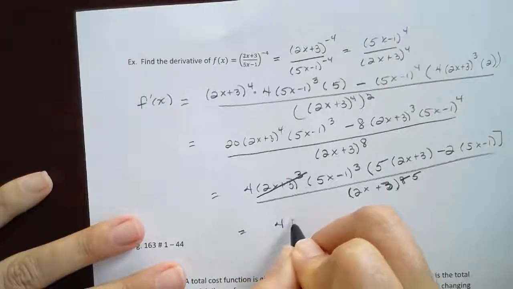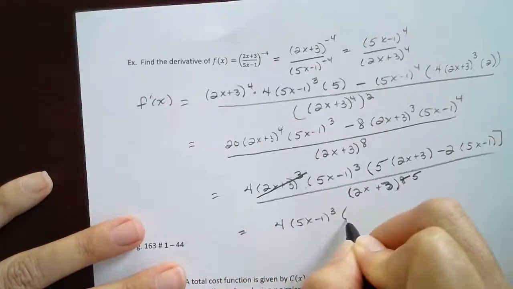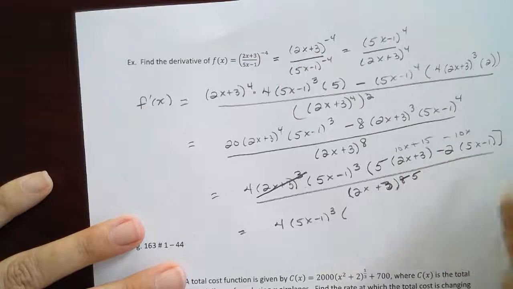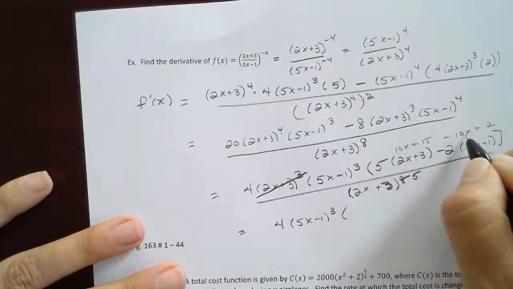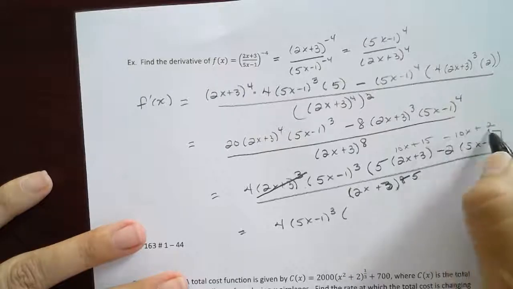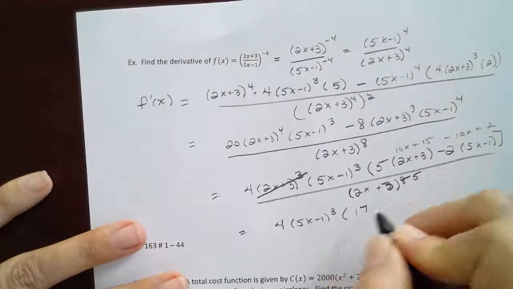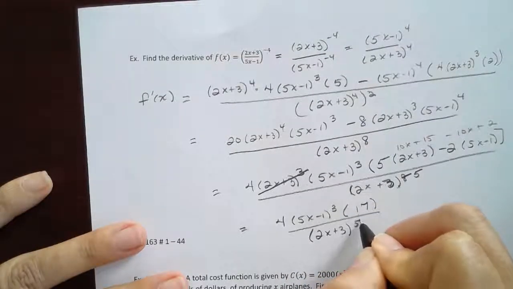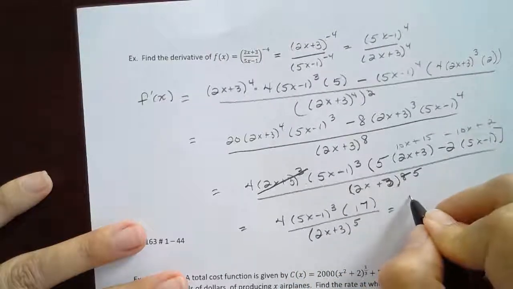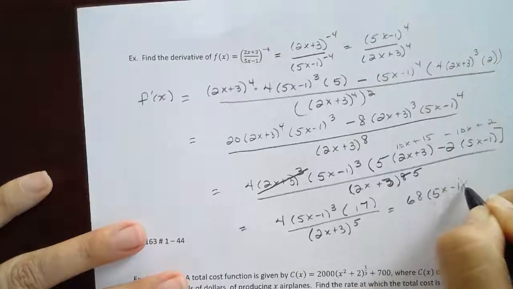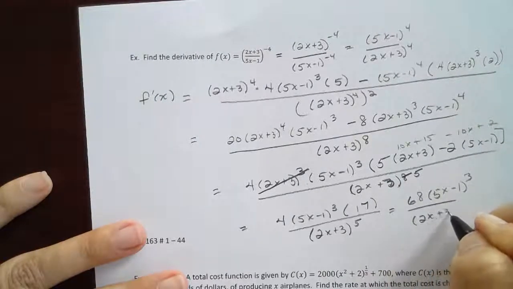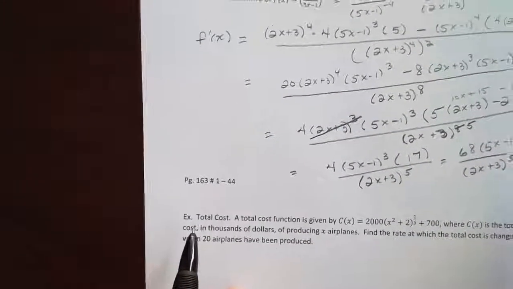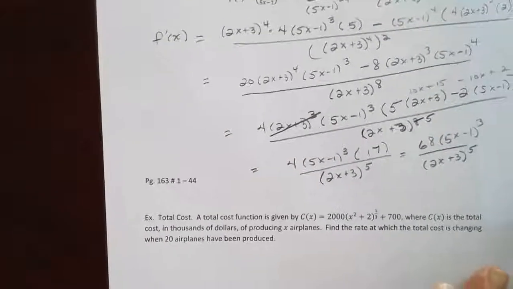So it's going to be equal to 4 times 5x minus 1 cubed times, when we distribute, I've got 10x plus 15 minus 10x plus 2. 10x minus 10x will be 0. 15 plus 2 is going to give me 17. All over 2x plus 3 to the 5th power. And then 4 times 17 is going to give me 68 times 5x minus 1 cubed over 2x plus 3 to the 5th power. Okay, problems like these can be found on page 163, numbers 1 through 44.